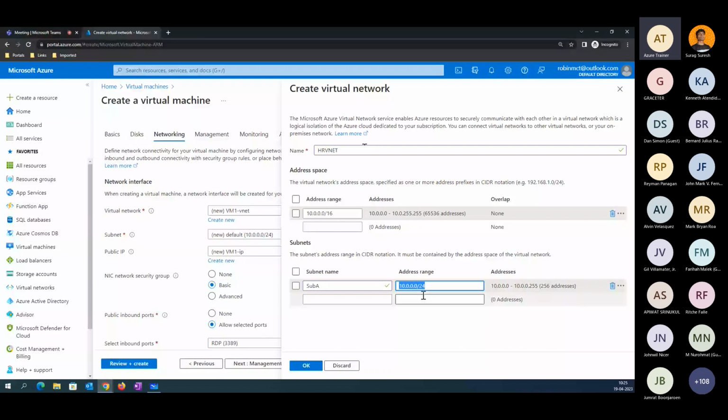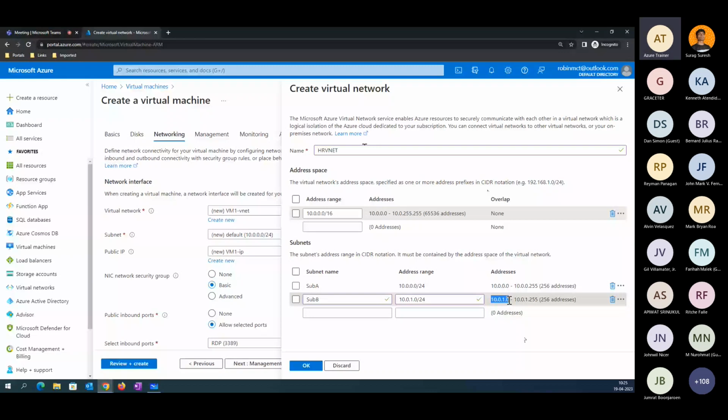I'm saying from this 65,000 IP address range, I'm taking a chunk of unit. Right now you may see 10.0.0.0/24, 256 IP addresses. I'm making a small unit from this VNet here. I'm creating one more subnet, subnet B, with 10.0.1.0/24. You can see this IP address range starts at 10.0.1.0.